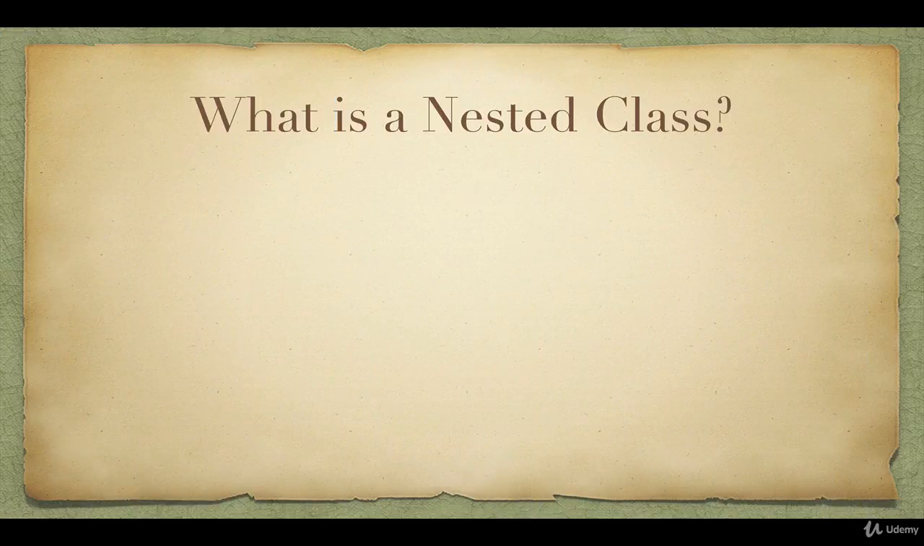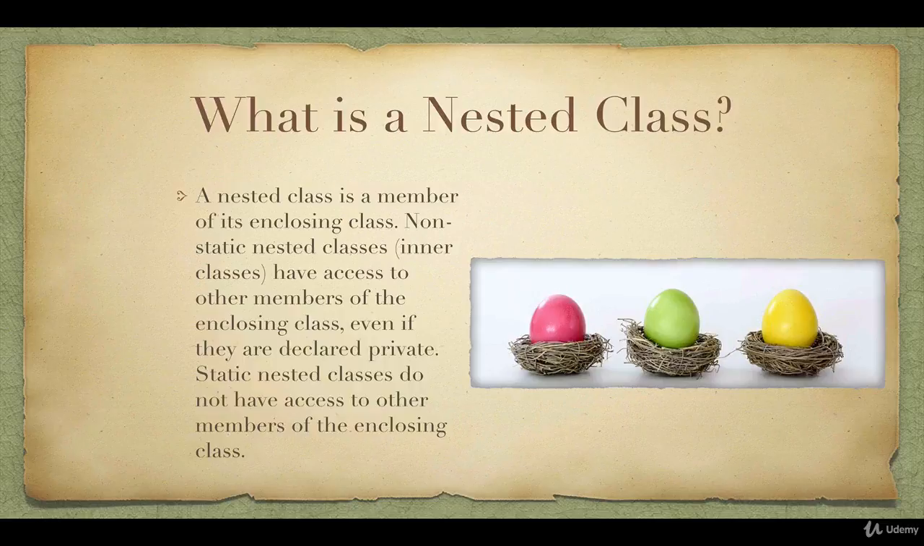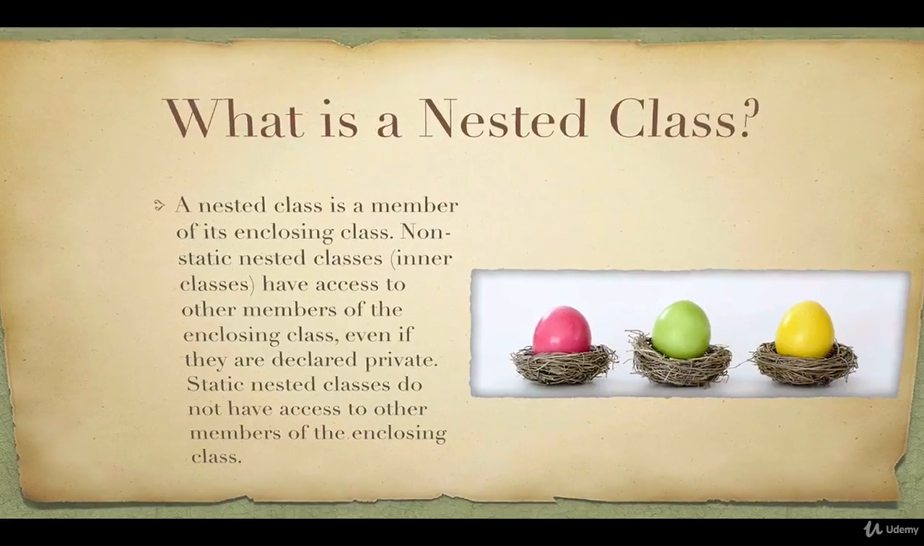So what is a nested class? A nested class is a member of its enclosing class. Non-static nested classes, inner classes, have access to other members of the enclosing class, even if they are declared private. Static nested classes do not have access to other members of the enclosing class.